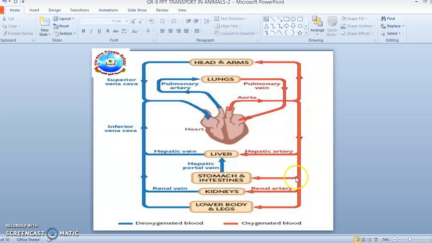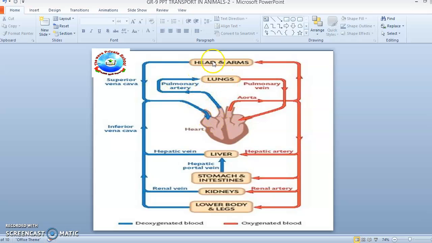So this is the transporter of the blood to all the organs, stomach and intestine, and again through the renal artery it is giving to the kidneys and then lower body and legs. And now going to the pulmonary artery. This pulmonary artery is giving to the lungs. From the heart to the lungs it's going.